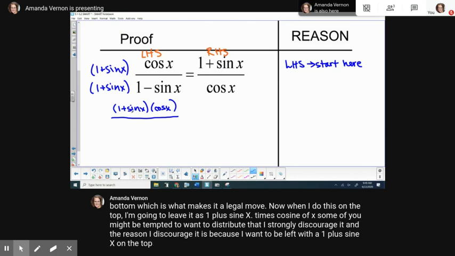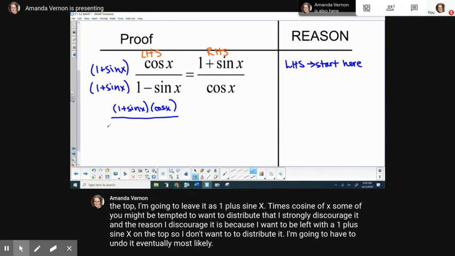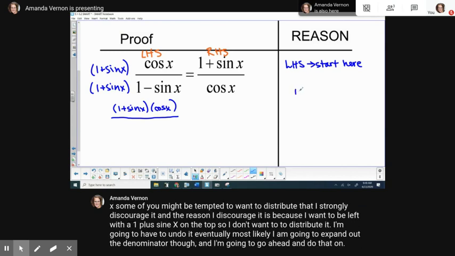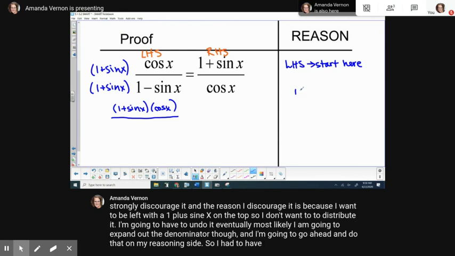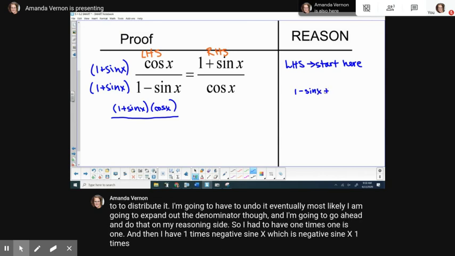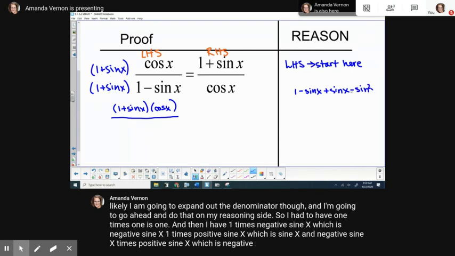So I don't want to distribute it. I'm going to have to undo it eventually, most likely. I am going to expand out the denominator though, and I'm going to go ahead and do that on my reasoning side. So I would have 1 times 1 is 1. And then I have 1 times negative sine x, which is negative sine x. 1 times positive sine x, which is sine x. And negative sine x times positive sine x, which is negative sine squared of x.